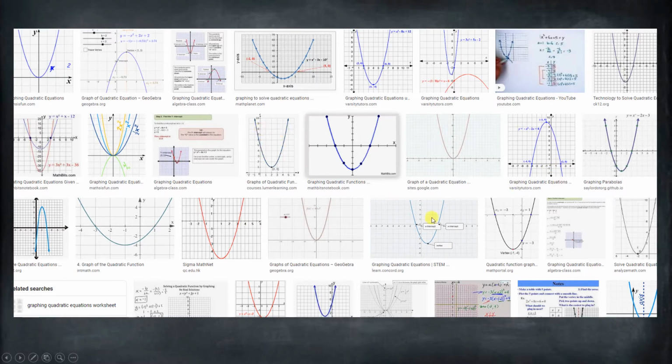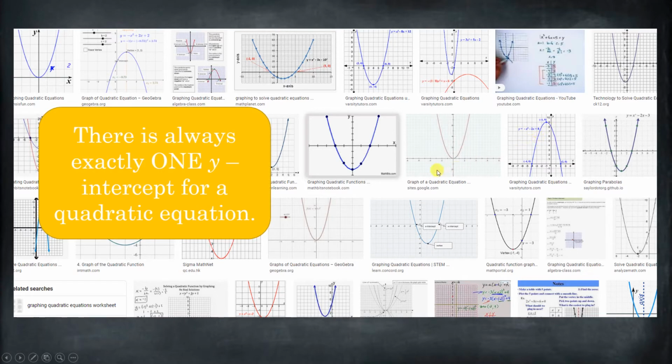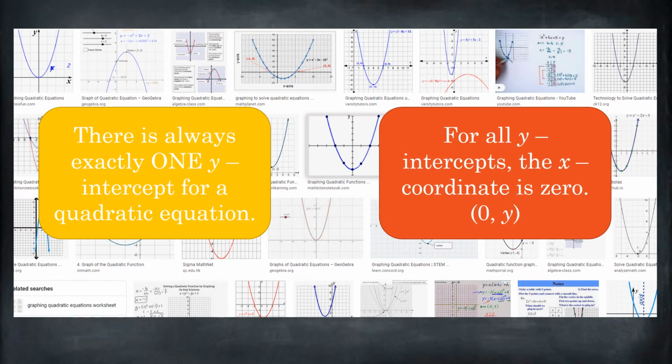Do you see that for all y-intercepts, the x-coordinate is always 0? Not picking on this person at all, but I have a problem with this. It says y equals negative 3, which is true, but the point is 0, negative 3. All y-intercepts are always a coordinate. Like this y-intercept right here would be 0, 8. So first thing I want you to understand, always and forever, every single quadratic equation has exactly one y-intercept. Second thing I want you to know is y-intercepts are a coordinate, and the x-coordinate of that y-intercept is always 0. So it's always 0 and then a number, right?